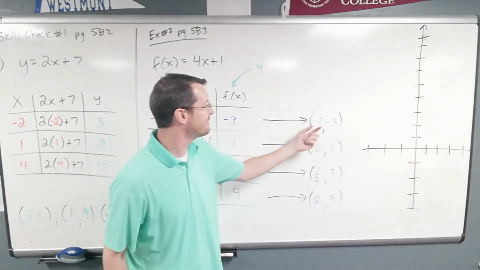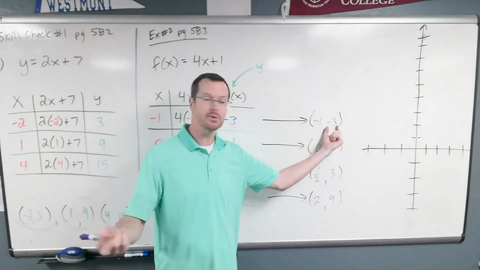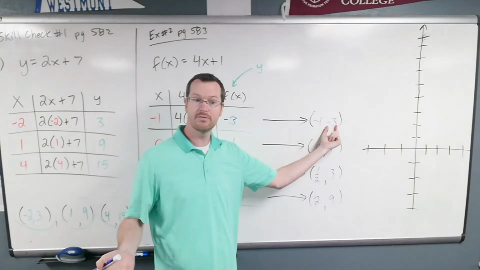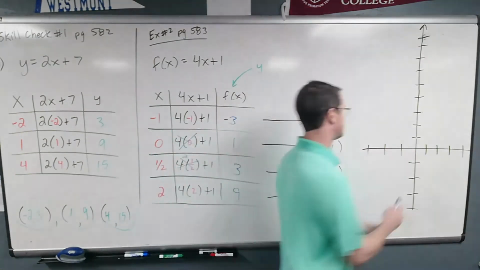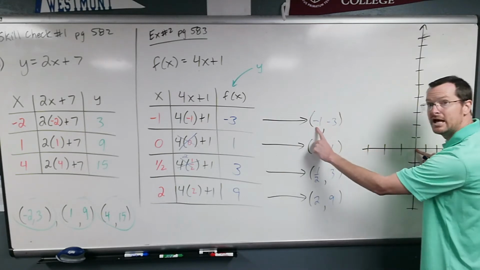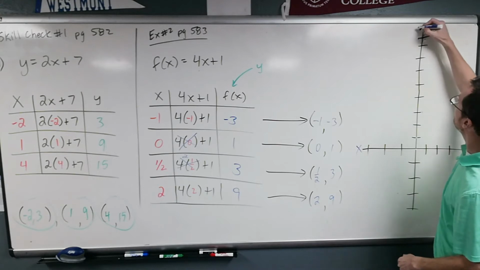If I wanted to graph this, my x value is negative 1, my y value is negative 3. So on the x-axis, I'll go to negative 1. On the y-axis, I'll go to negative 3, and I'll put a dot. Remember, you start at the origin, right here. My x-axis is this one. My y-axis is that one.